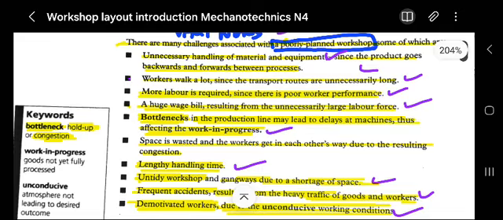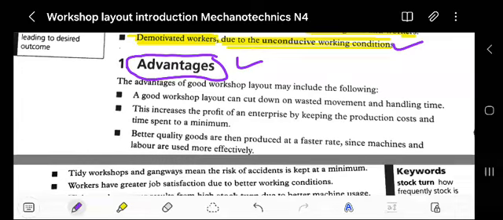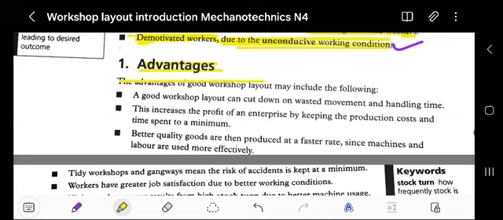All right, now let's come to advantages. We're back. Advantages. Which advantages? The advantages of a good workshop layout. Now we're talking about a good workshop layout, the advantage of having a good workshop layout, or good workshop planning.